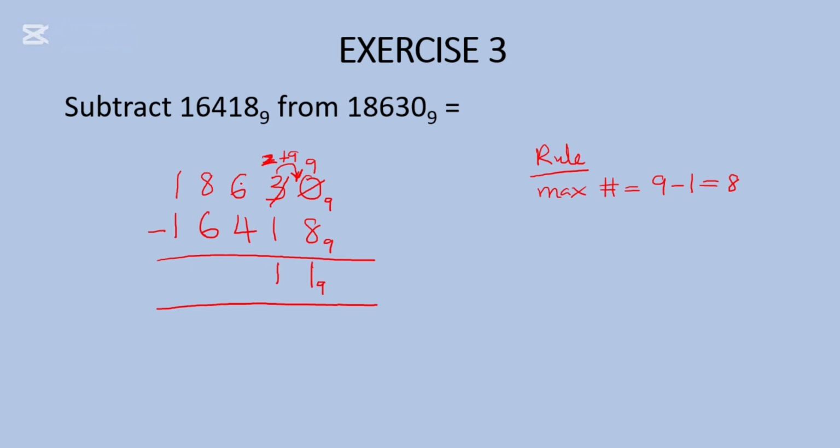So I have 6 left here. 6 minus 4 is 2. 8 minus 6 is 2. 1 minus 1 is 0. You may write it, you may leave it, but that is the answer.